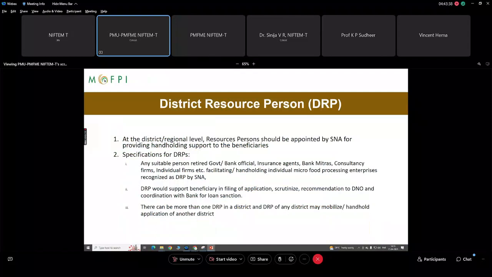So talking about the district resource person, actually the DRP plays a major role in this application process. The eligibility criteria for the DRPs is given here. The DRP can be a DRP for more than one district also, and he will support you in filling up the application and recommendation to district nodal officers and coordination with the bank for sanctioning your loan or subsidy.